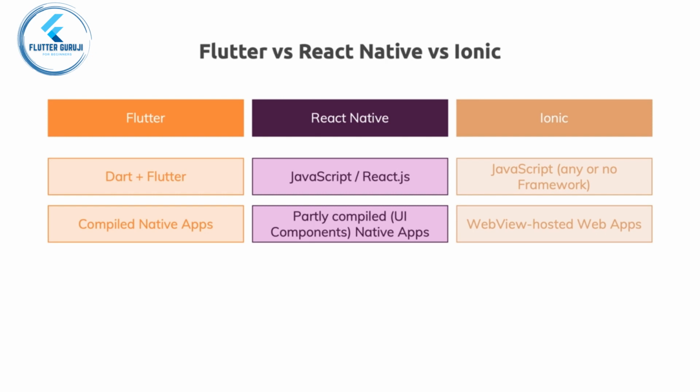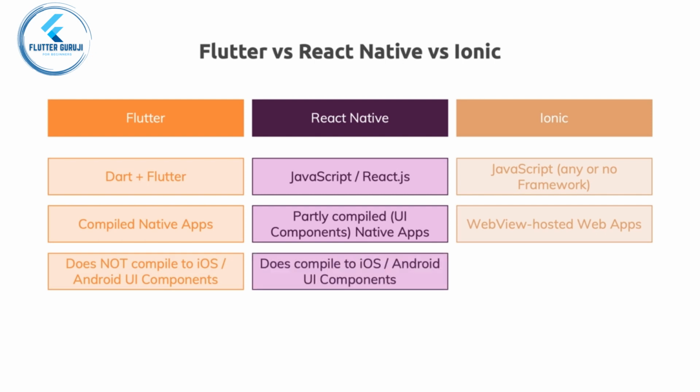Now, for Flutter, it's also important to understand that we don't compile to iOS or Android UI components, but that Flutter gives you an app that controls the entire screen and every pixel on it. For React Native, that's different. There, you do compile to iOS and Android UI components. So the parts of the React Native app that are compiled are in the end the user interface, and there, for example, if you render a button, it is compiled to the native iOS button for iOS and to the native Android button for Android.